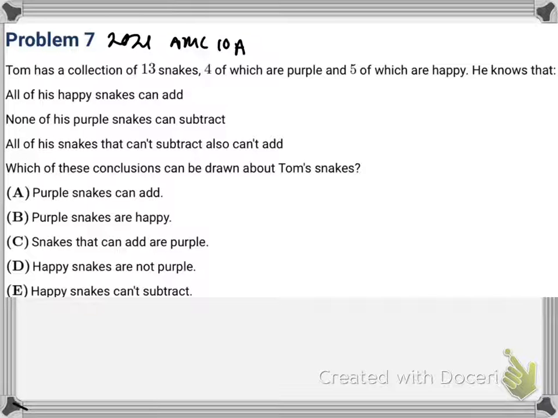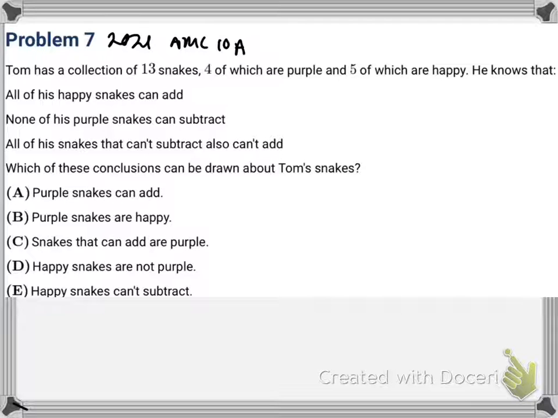This problem takes up a lot of space, but it's quite straightforward using simple logic. Tom has a collection of 13 snakes, 4 of which are purple and 5 of which are happy. He knows that all of his happy snakes can add, none of his purple snakes can subtract, all of the snakes that cannot subtract also can't add.